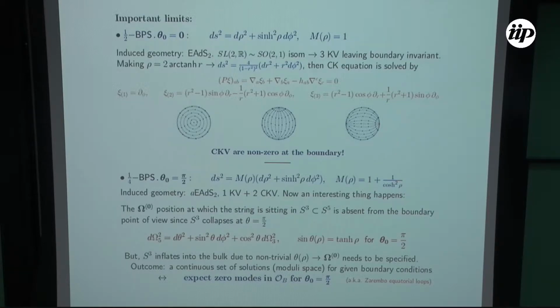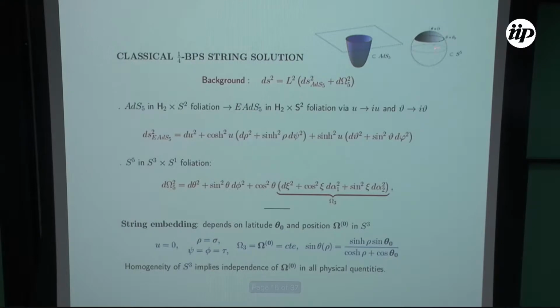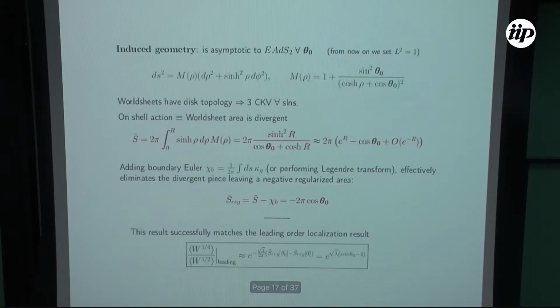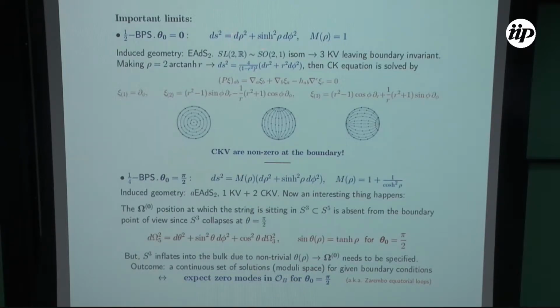Okay, so this is what I said. There are important limits when we take this theta going to the North Pole. We are in the 1/2 BPS. In this case, we end up with a pure AdS. M is equal to 1. We can compute the Killing vectors. The Killing vectors have this form. As you can see, this is a symmetry, but they move on the boundary. Okay.